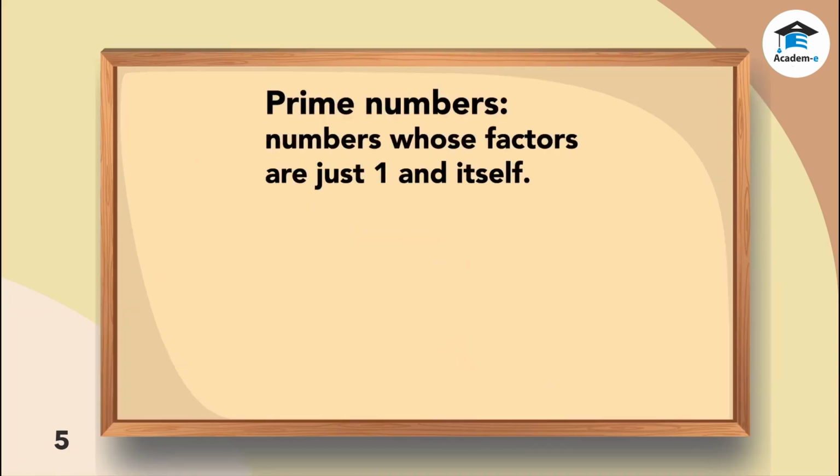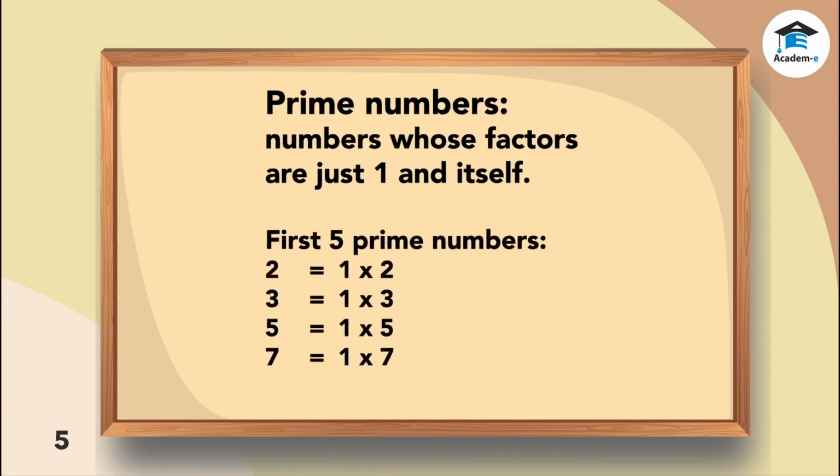There's a special name for these kinds of numbers. They are called prime numbers. Their factors are just 1 and itself. The first 5 prime numbers are 2, 3, 5, 7, and 11.